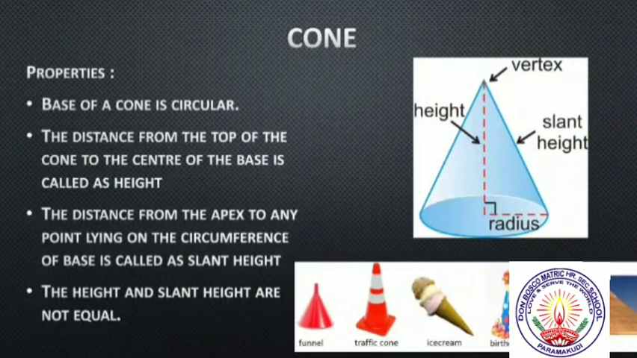Properties of cone. Cone is a 3D shape. Base of a cone is circular. The distance from the top of the cone to the center of the base is called height. See that picture. From the top to the center of the circle, that red line is called height. Then the distance from the apex to any point on the circumference of the base is called slant height.